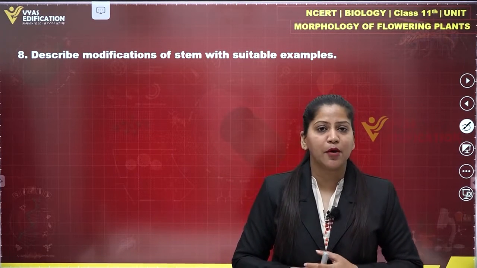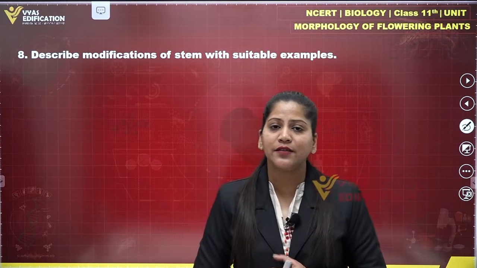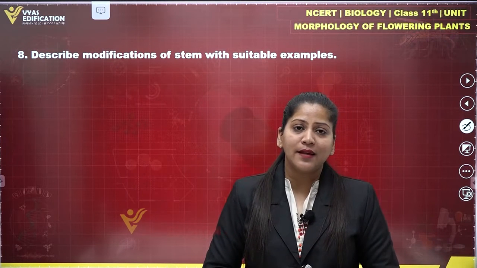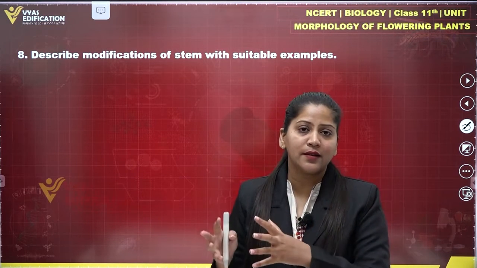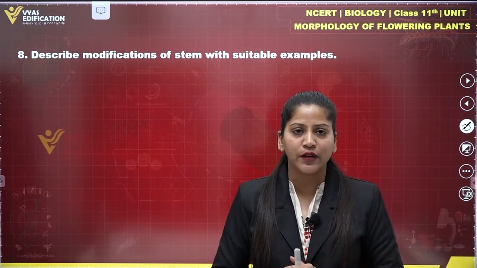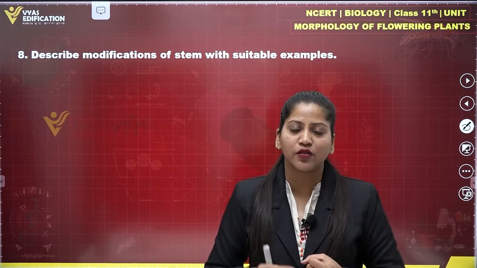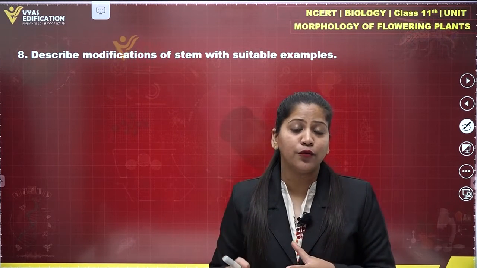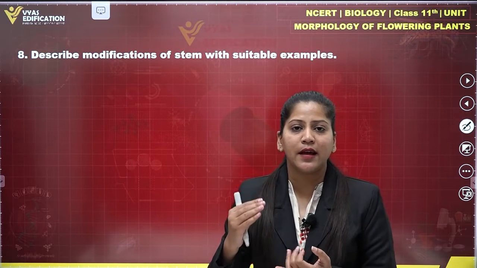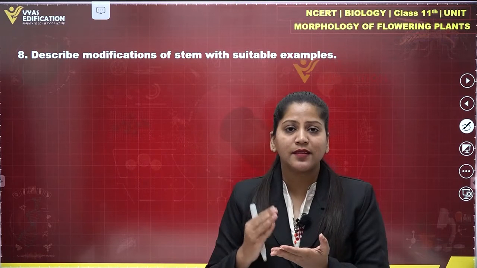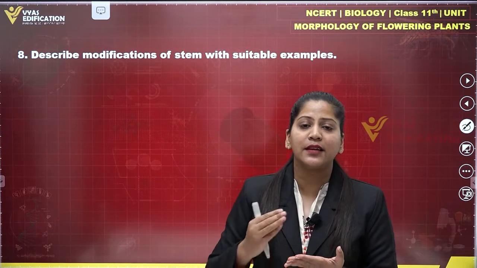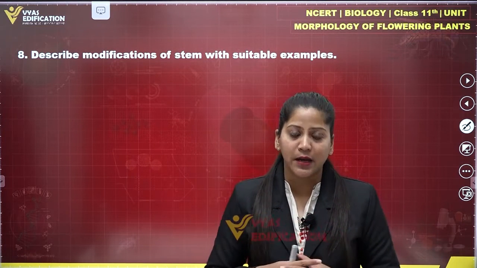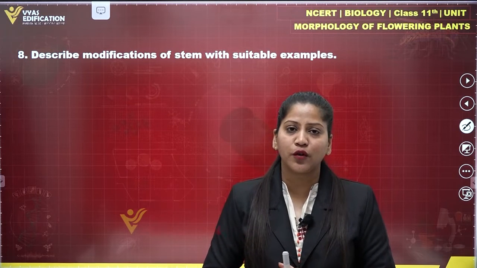Then we have next type of modification of stem, which is protective stem. In this we have examples such as thorns. In plants like bougainvillea and citrus plants like lemon and oranges, they bear some pointed and thorny structures known as thorns. These woody pointed structures give protection to them from the herbivore animals. So this is also a kind of modification of stem.